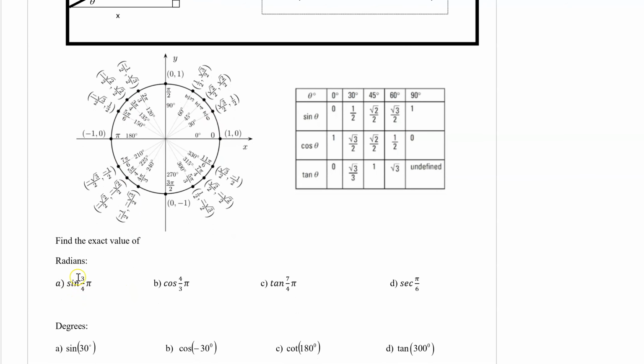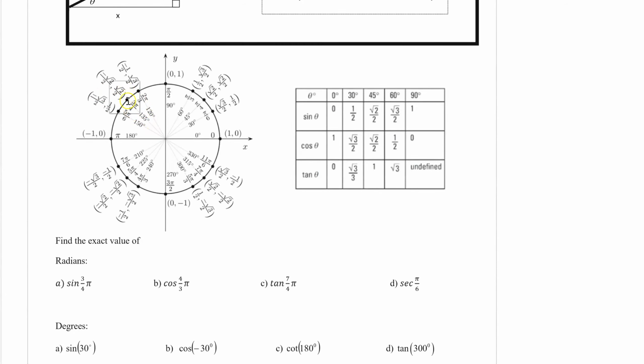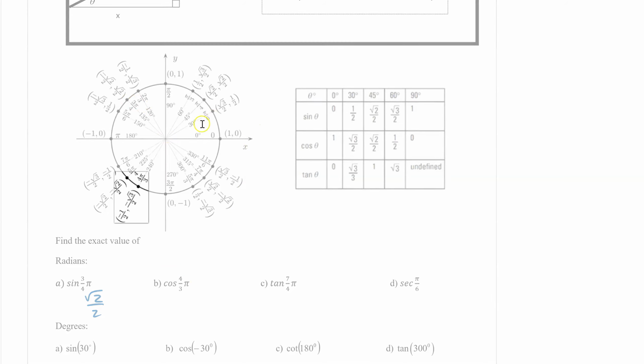If we had sine of 3 pi over 4, all you have to do is go to 3 pi over 4 right here. That's the 135. And if it's sine, it's the y coordinate. And if it's cosine, it's the x coordinate. So sine of 3 pi over 4 is rad 2 over 2. It's that quick. Cosine of 4 pi over 3. So we go to 4 pi over 3 right here, and our cosine is the x, so negative 1 half.